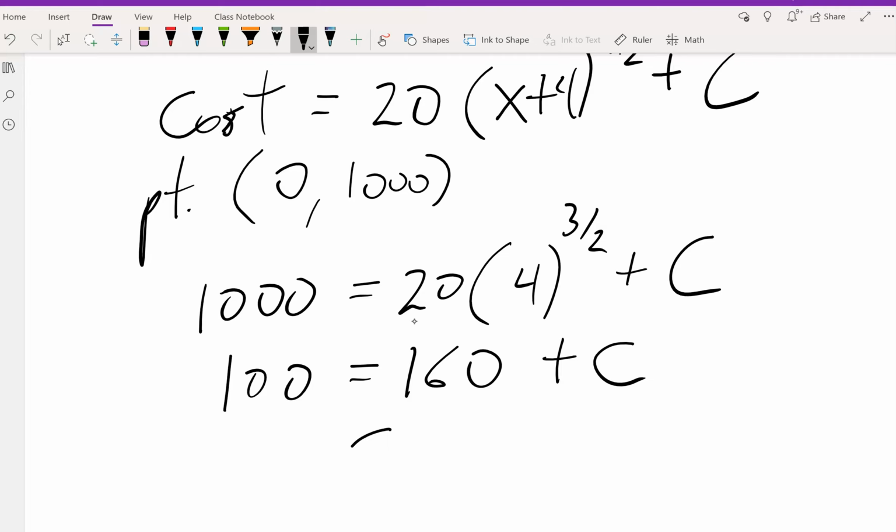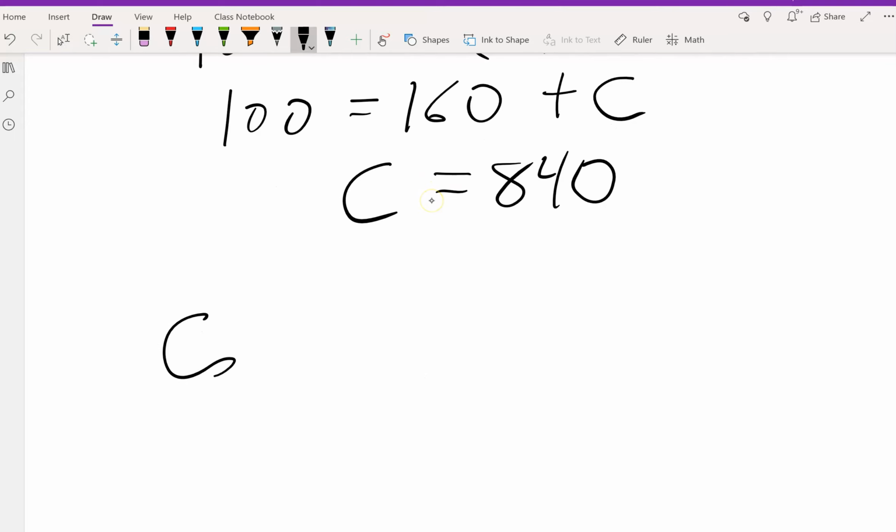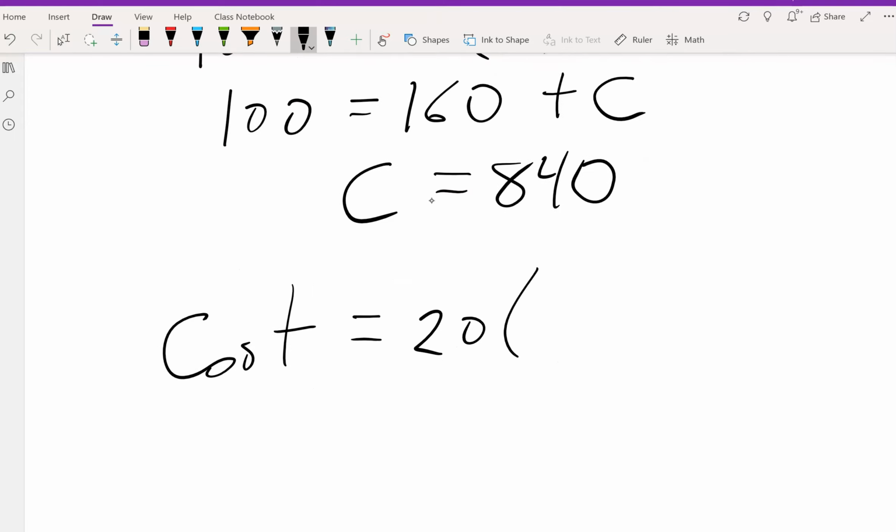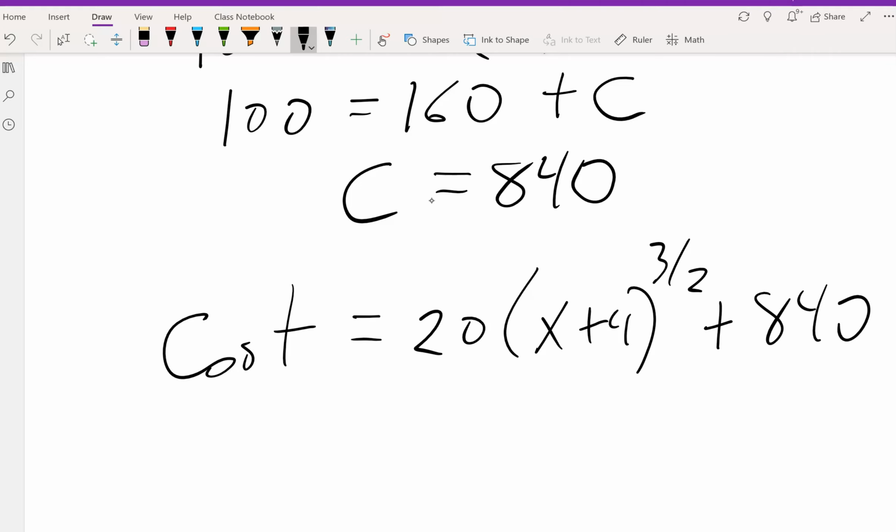Now we're going to subtract over, and we get 840 when we subtract. And so there's my constant. So my cost function is 20 times x plus 4 to the 3/2 plus 840. There is my cost function.